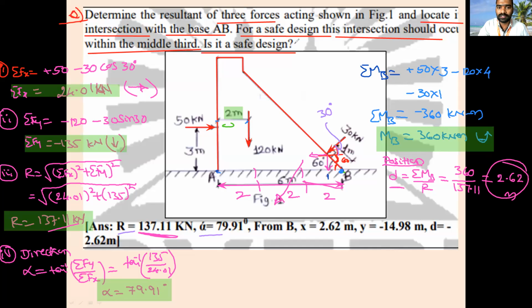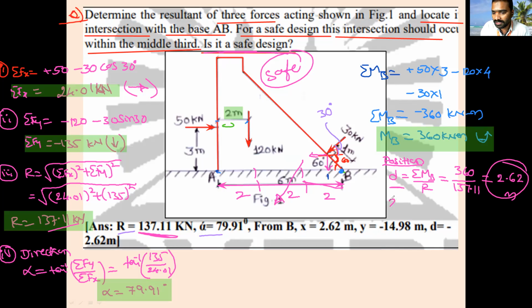Now tell me whether the dam is safe or not safe. Safe. Is it safe? Yes. The distance is 2.62. It will fall within the middle third. You can call it first third, second third, third third, or from the B, first third, second third, third third. So from the B, it will fall in the second or middle third. That's why the dam is safe.